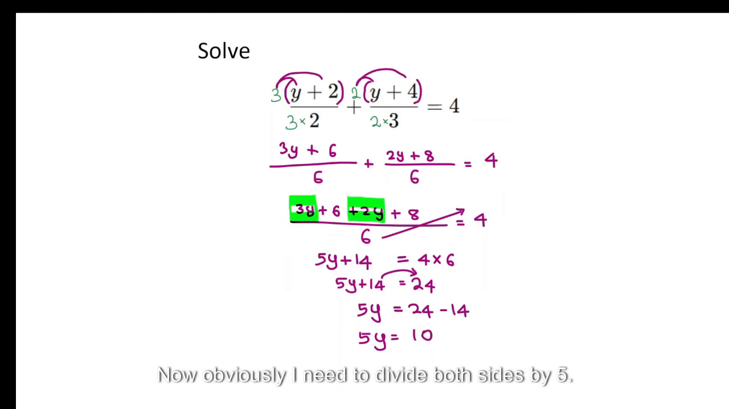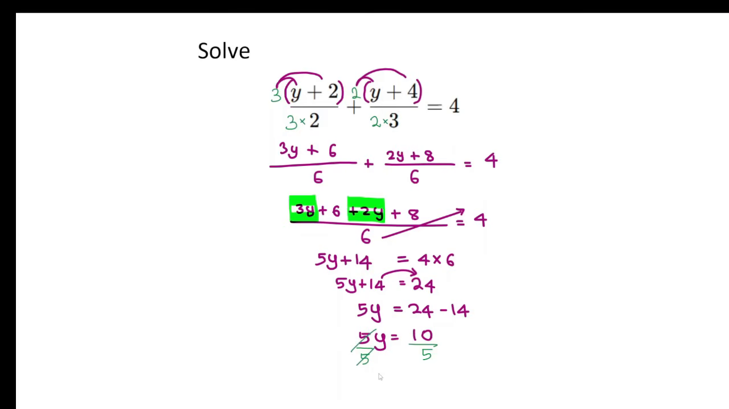Now obviously I need to divide both sides by 5. These two get cancelled out. So I know the value of y is 10 divided by 5, which is 2. That's the final answer.